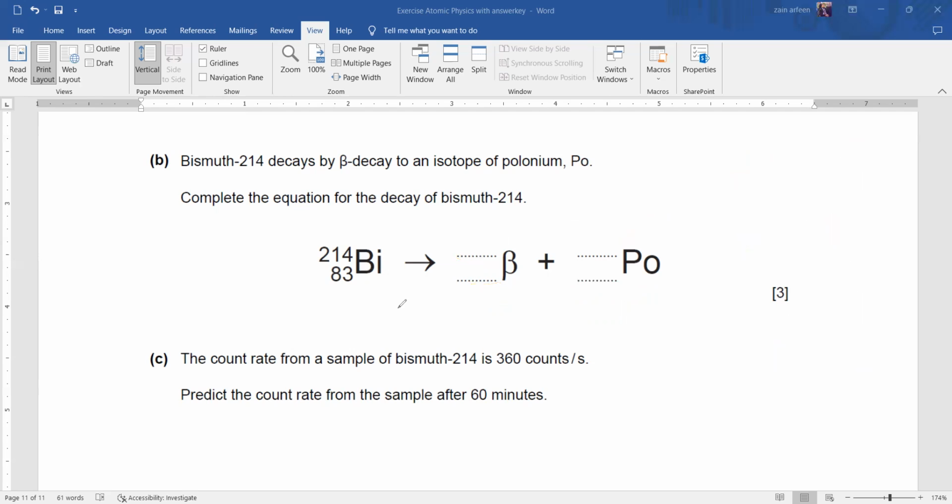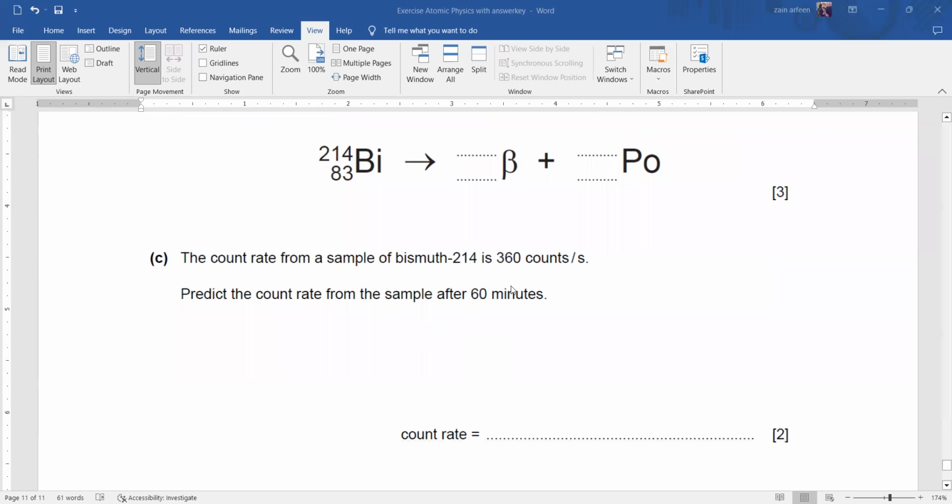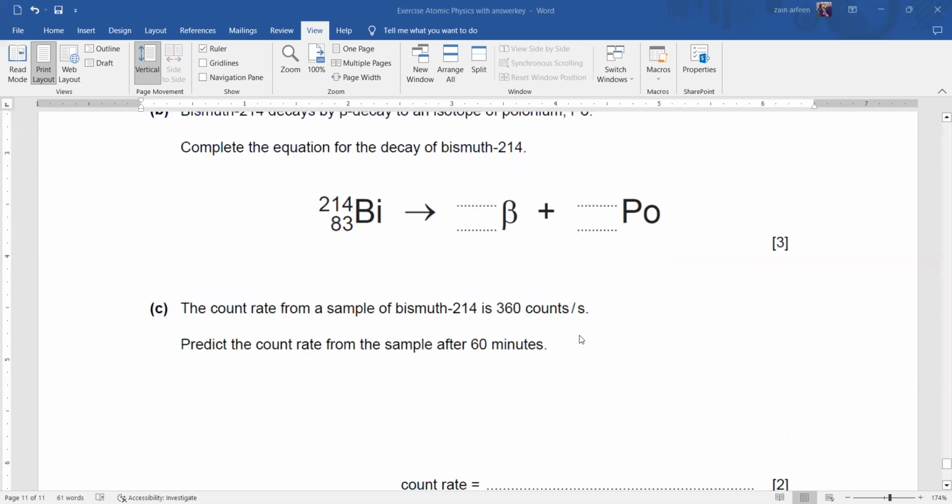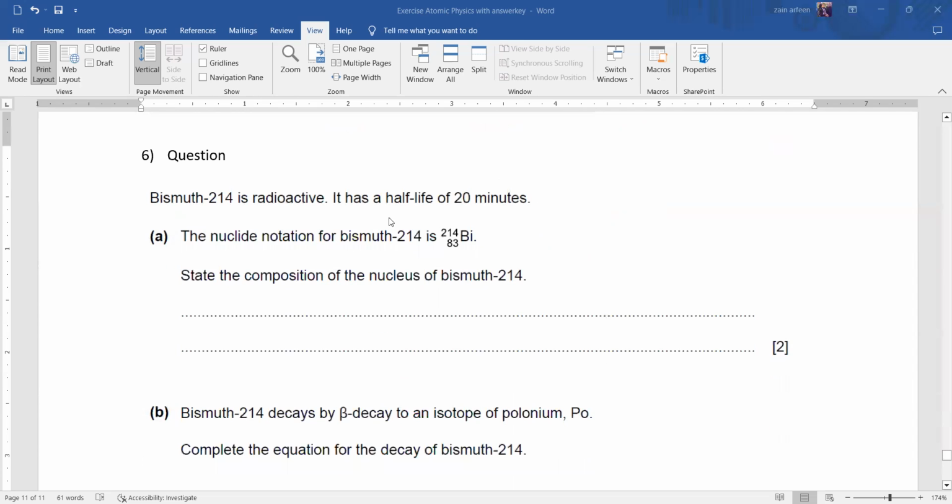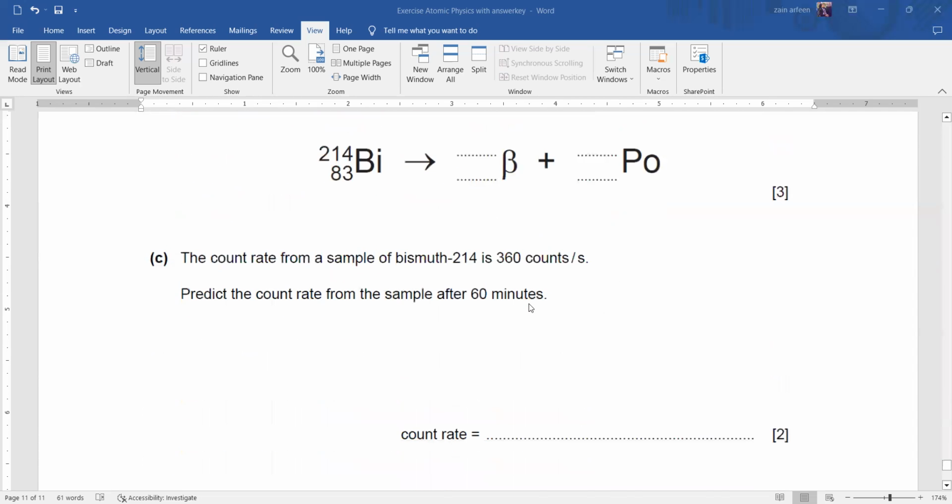The count rate from a sample of bismuth is 360. Predict the count after 60 minutes. And they mention it has a half-life of 20 minutes. After every 20 minutes, the sample will change to half of its original value. So we have to predict what the counts will be after 60 minutes.